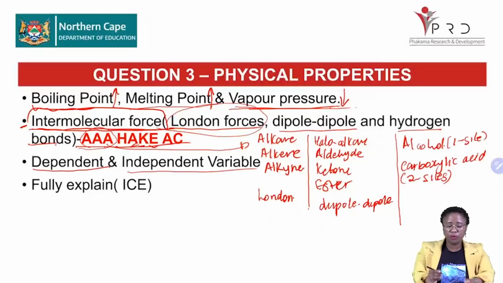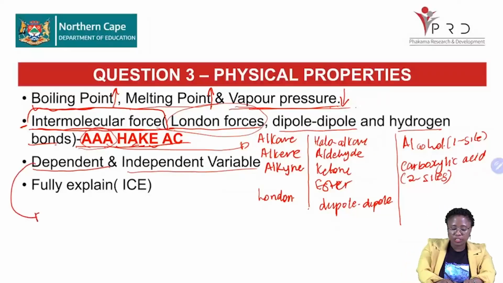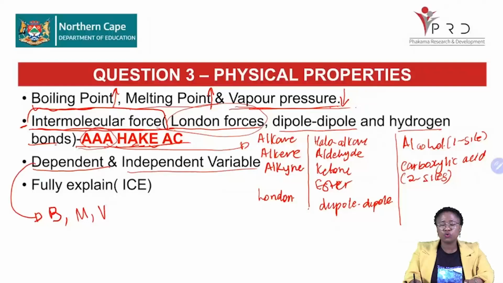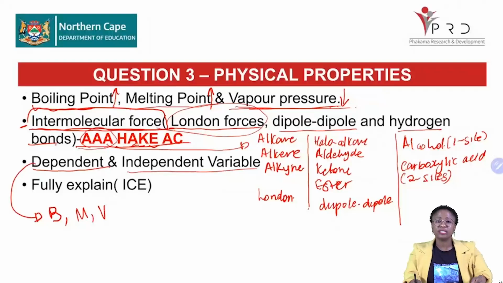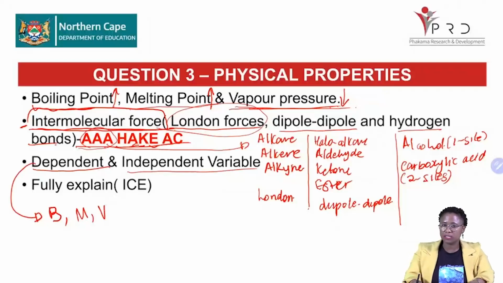Now, it's very important to always remember that your dependent variable is either going to be your boiling point, your melting point, or your vapor pressure. Why is it going to be any of those three? Because the physical property is the one that must be the dependent variable, because it is the one we are trying to see the effect on, to say, when we change this particular thing, what happens to the boiling point, what happens to the melting point, and also what happens to the vapor pressure.